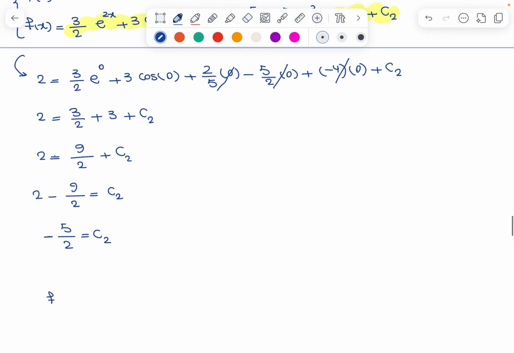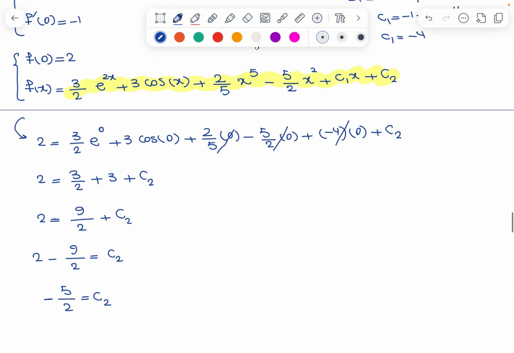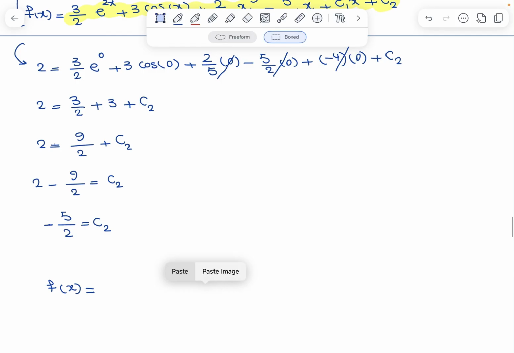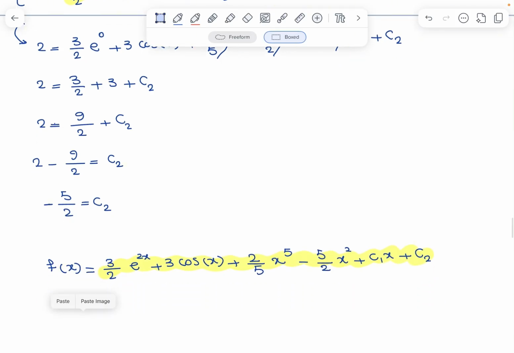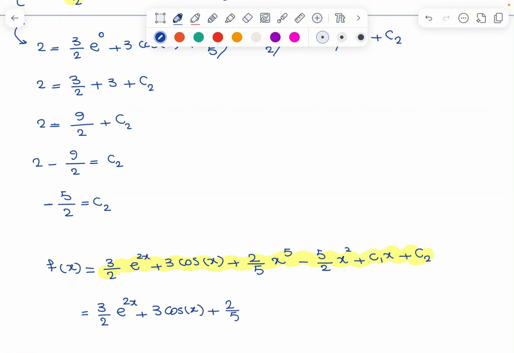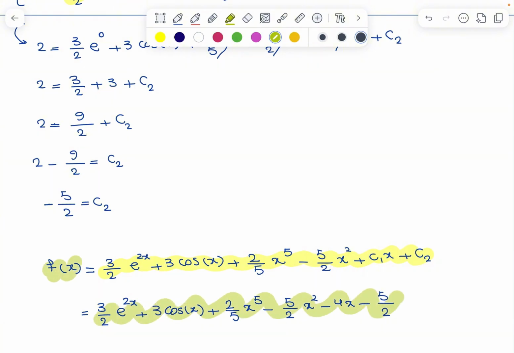Now, we found c1 and c2. Therefore, f of x, which is this function, would be 3 divided by 2 e to 2x plus 3 cosine of x plus 2 divided by 5 x to the 5 minus 5 divided by 2 x squared, c1 is negative 4, negative 4x, c2 is negative 5 divided by 2. And this would be f of x. So we could find f of x as well by using initial value problem.